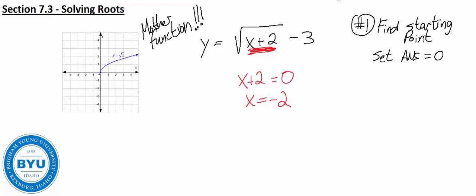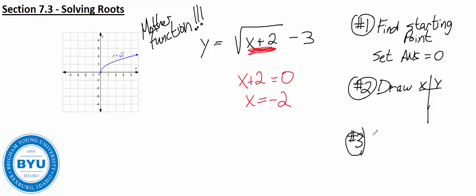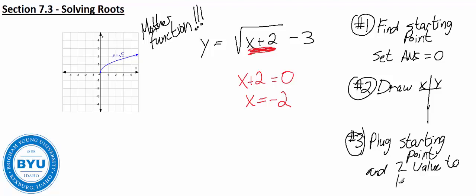So after that, step number 2, we'll draw an XY table, and then for step 3, you're going to plug the starting point in and 2 values to the left and right. So let me show you here. Let's draw my XY table. I'm going to have X and Y. I'm going to plug my negative 2 value in because you always plug your starting point in. And then pick some values to the left and to the right of it.